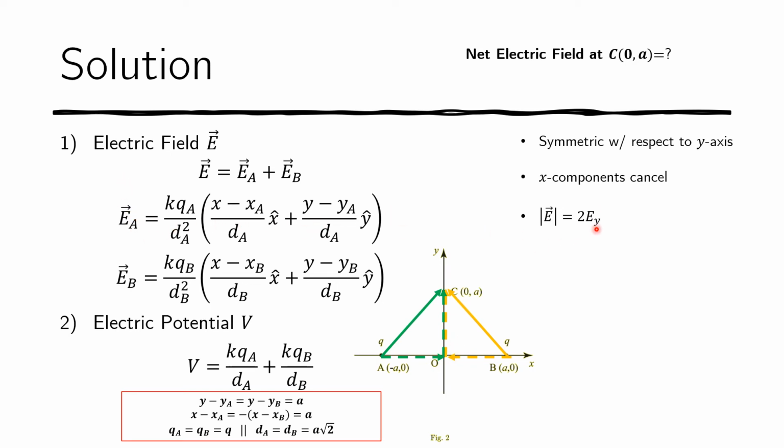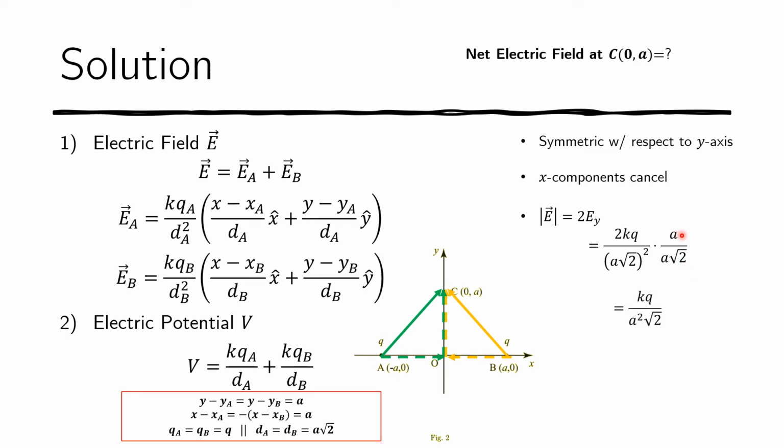Let's say we compute for E sub A, and let's put that to be E sub Y. So E sub A is just K, and the 2 just goes here. Again, that's twice E sub Y because we have yellow and green. And then Q, which is Q sub A, we know that it's just equal to Q. And then here we have the distance from the point C to the point A. So this distance, which we already know to be a square root of 2 here. And then this bit here is just the y component, because now we already know that these bits cancel each other. So we're left with this one. So y minus y sub a, we already know that to be a. So that's just a vertical distance a. And again, the denominator here is just the distance d sub a, which we again know to be this distance, which is a times square root of 2.